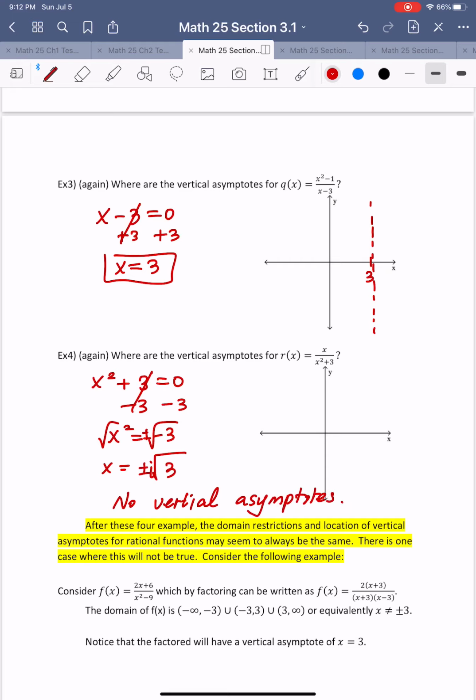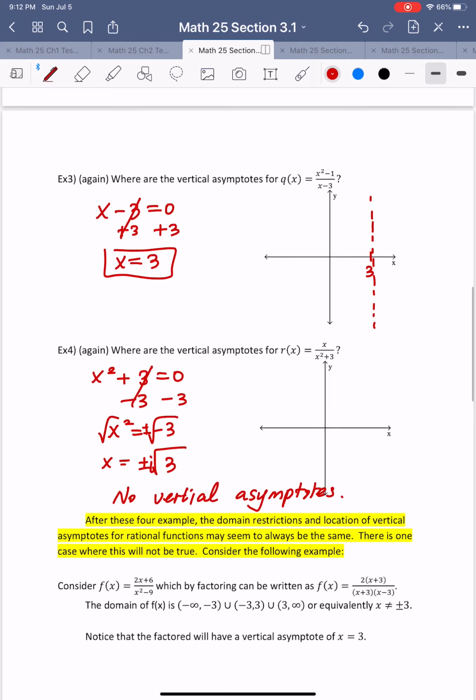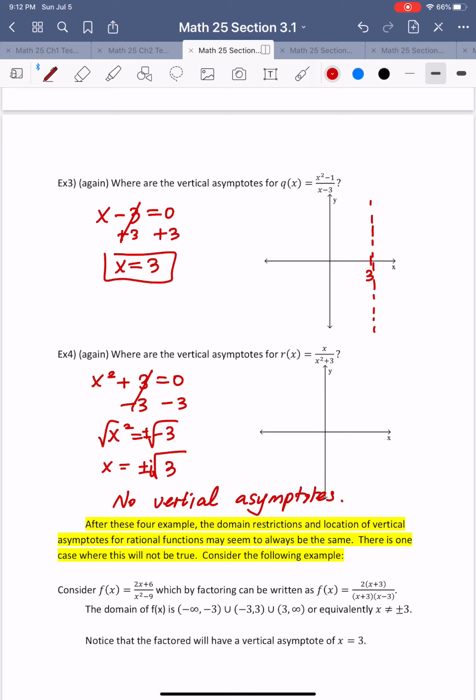Alright, so after this, for example, the domain restriction and the location of the vertical asymptotes for the rational function may seem to always do the same. There is one case where this will not be true. Consider the following example. Consider f of x is (2x + 6) over (x squared minus 9), which by factoring can be written as this.